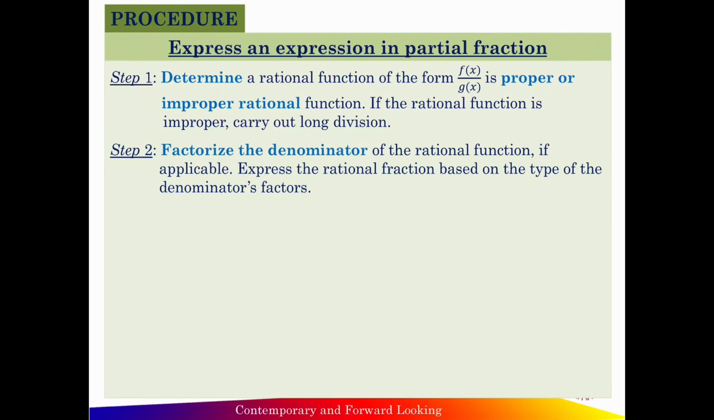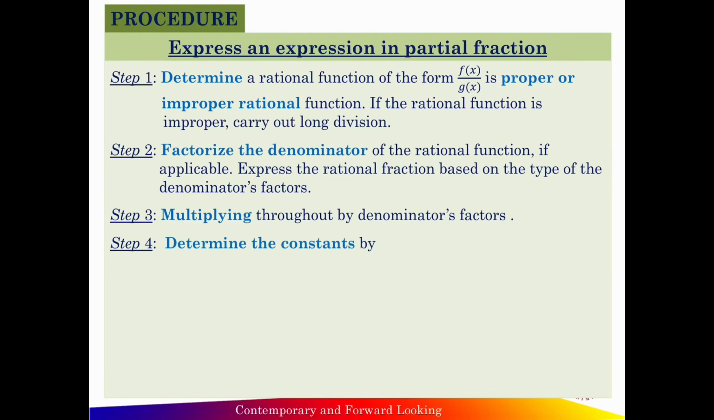We just have to factorize the denominator of the rational function if applicable, and then express the rational fraction based on the type of the denominator's factors. We will discuss the types of the denominator's factors later. So we proceed to step number 3, which is multiplying throughout by the denominator's factors. Then we will have some constants, and we have to find the values of these constants. That is step number 4. We will have 2 techniques.